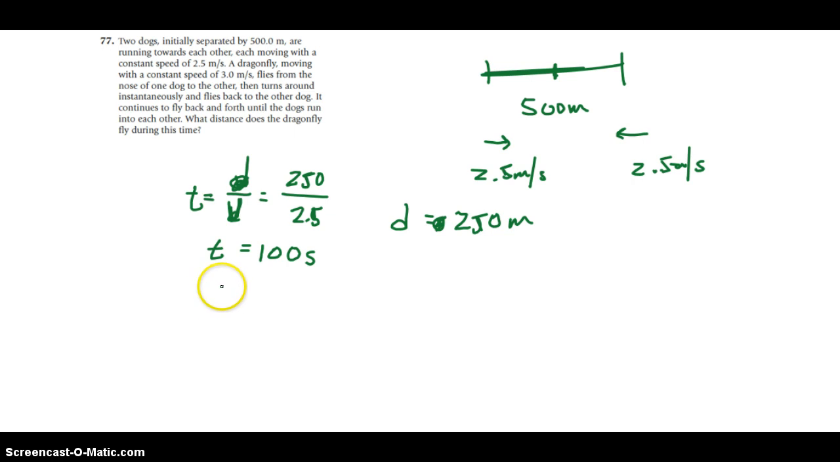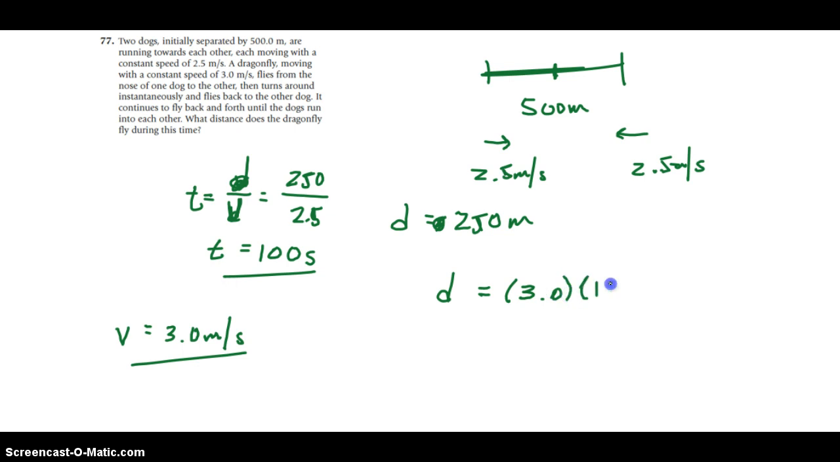So the time that the dragonfly is flying at that velocity of 3.0 meters per second is going to be 100 seconds. So the distance that the dragonfly travels is 3.0 times 100, because distance, remember, is equal to velocity times time. So 3.0 times 100 is going to be 300 meters. And that's your answer for number 77.